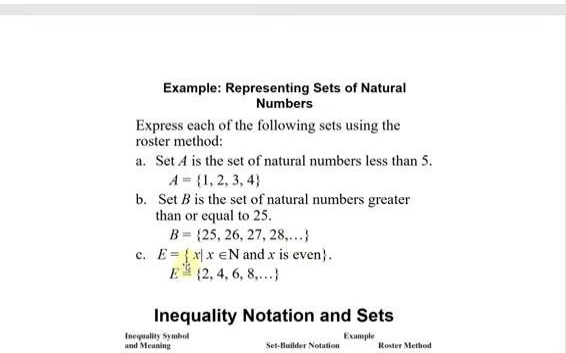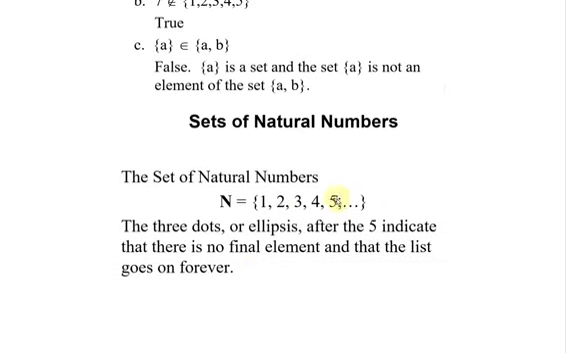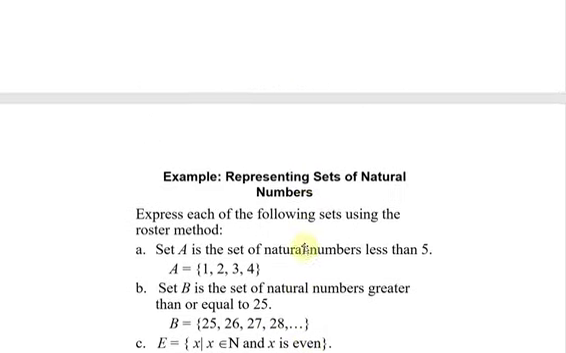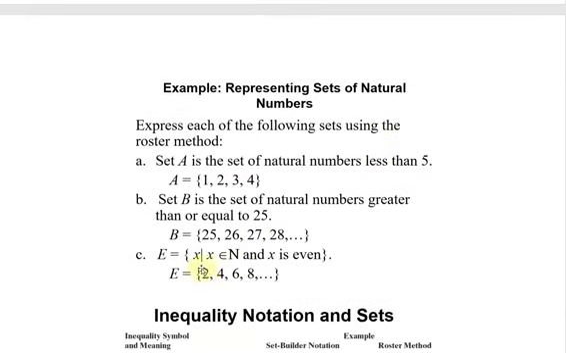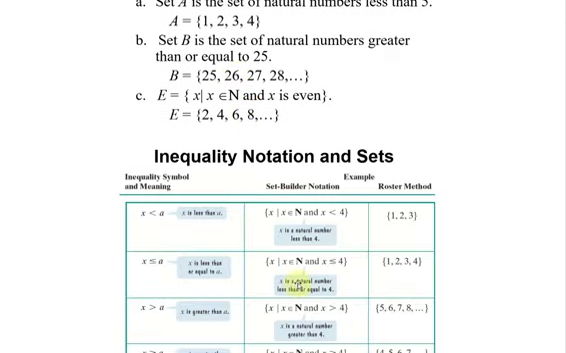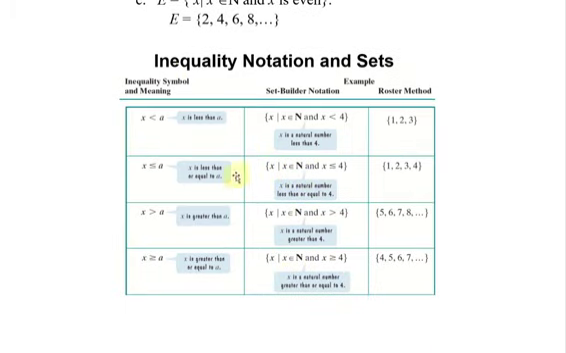Now this one is x such that x belongs to the natural numbers, and another condition is that x is even. Remember that the natural numbers start with 1, 2, 3, 4, 5, 6, 7, and so on. But we only take the even numbers. So we take 2, 4, 6, 8, and then the 3 dots. No odd numbers. Okay, so this is the summary for the inequality notation and the set.